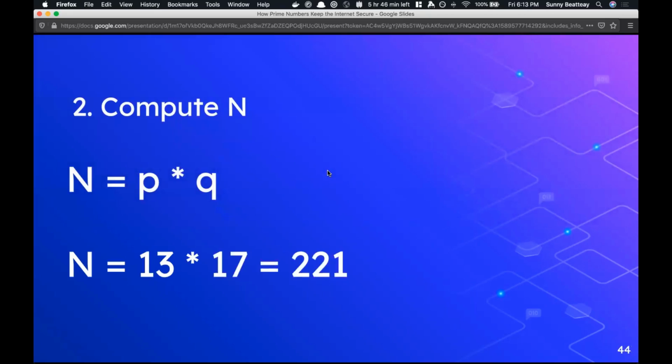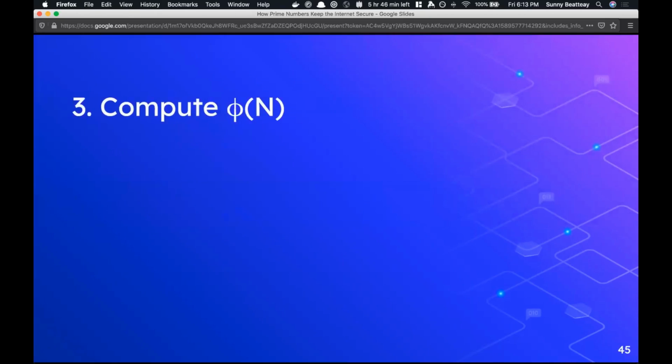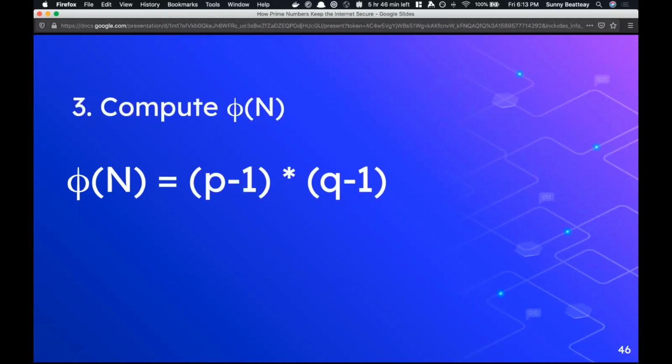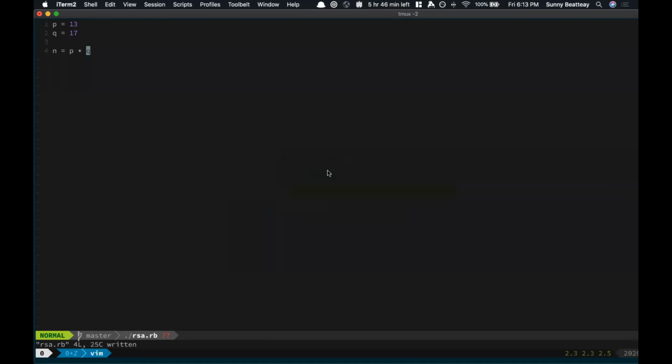All right, third step is calculating the totient of N. The totient has a significant meaning in mathematics, but we're not going to be covering that right now because the meaning of totient is outside the scope of this presentation. The most important thing for us is knowing that totient of N is defined as P minus 1 times Q minus 1. So I'm going to write that down. If you want to learn how totient is spelled, it's spelled like this. It's P minus 1 times Q minus 1.